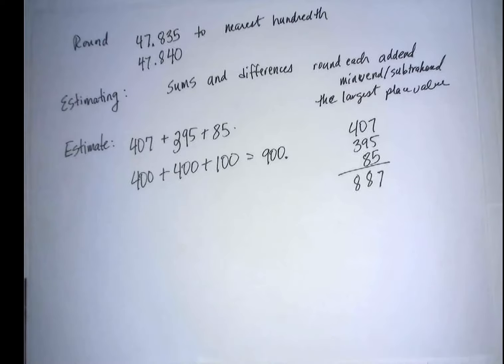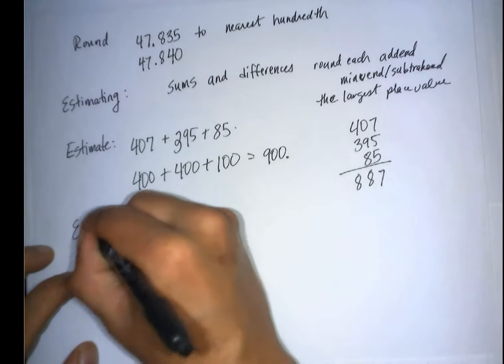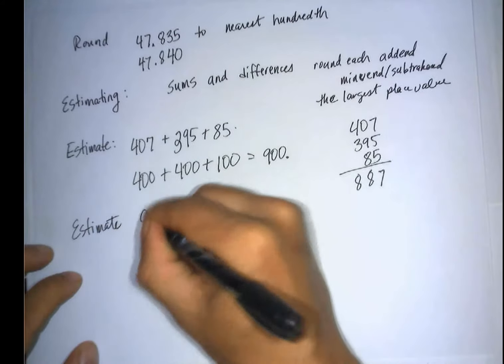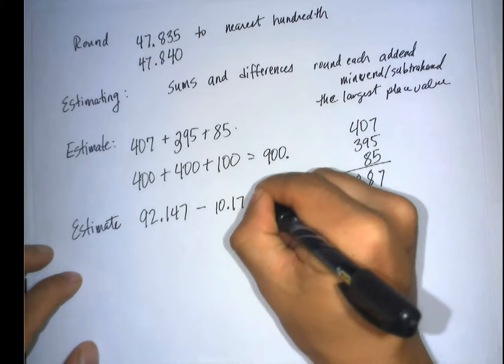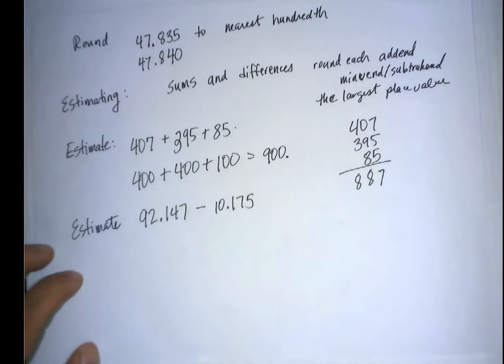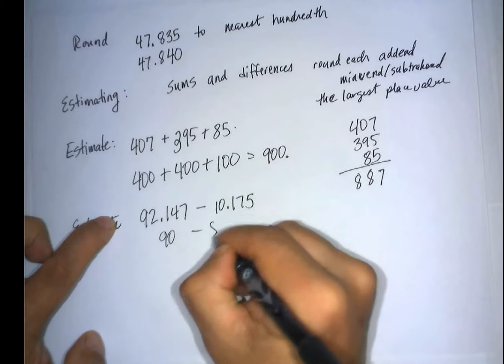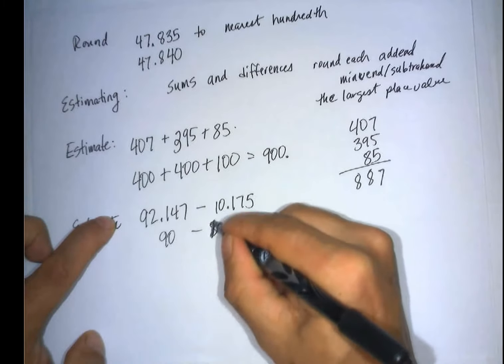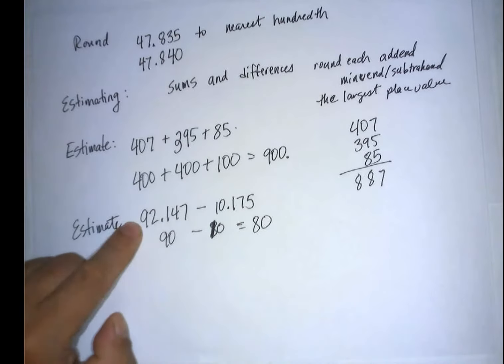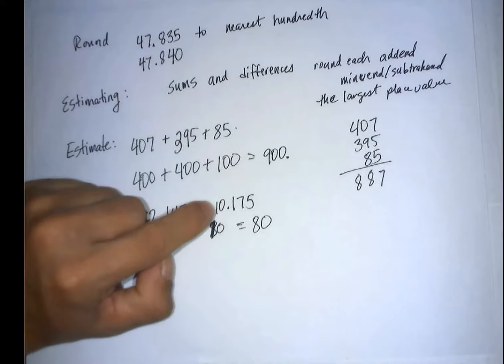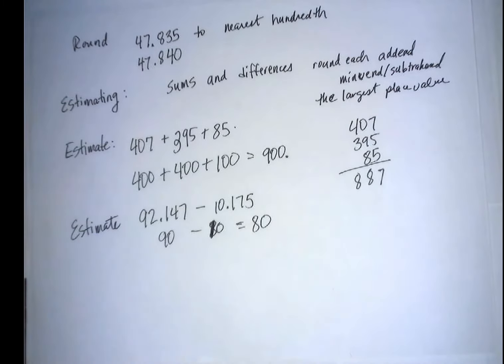The same thing goes with subtraction and decimals. Just estimate 92.147 minus 10.175. If I was to estimate those, I would do 90 minus 10, I'm sorry, and get 80, because those are closer. 92 is closer to 90. 10.175 is closer to 10. You subtract those and you get 80. So the decimals and all that kind of stuff don't really matter in an estimation.